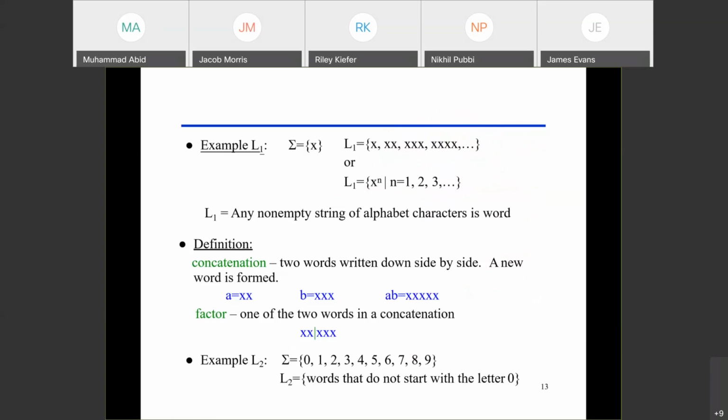Okay. Now we have this example here. Let's see, we have summation equal to x. This is our alphabet. So summation equal to x is my alphabet here. And I create a language, and I am saying that this is my language, L1. It is composed of these words. Every single thing is one word.